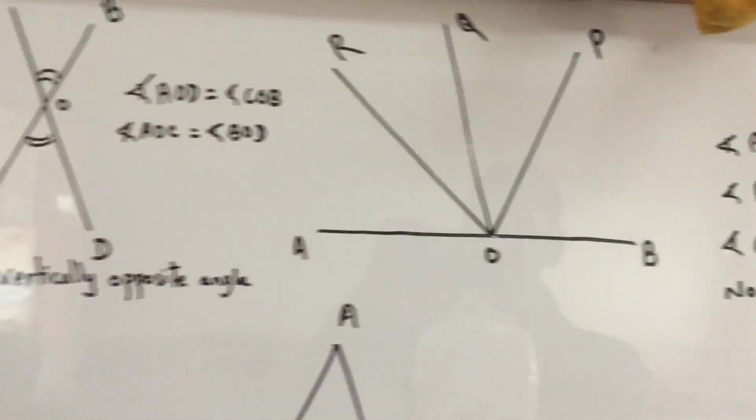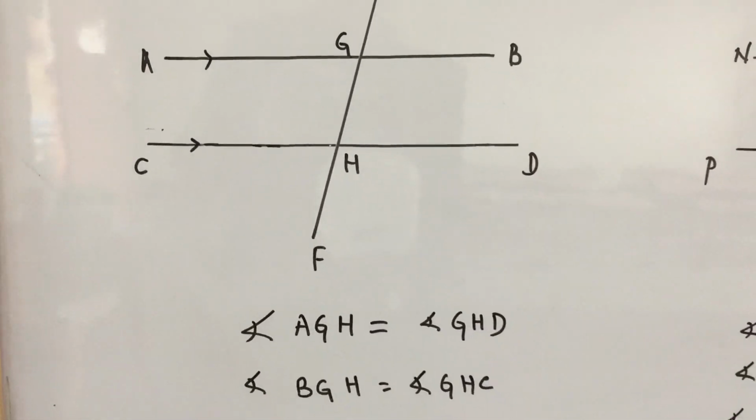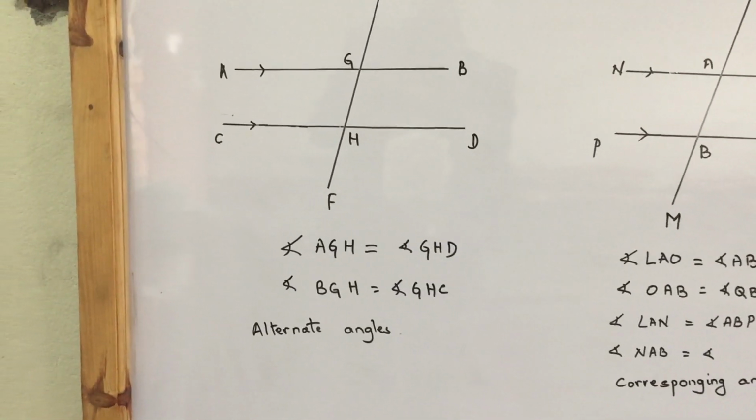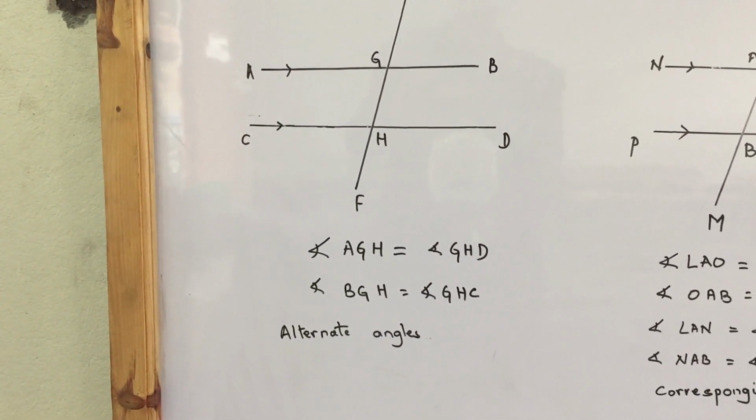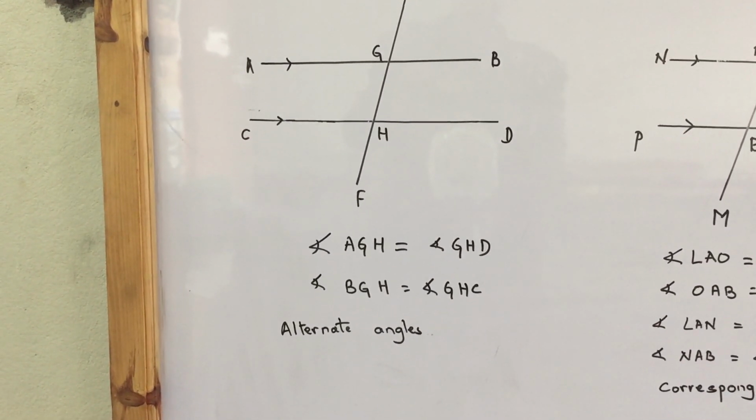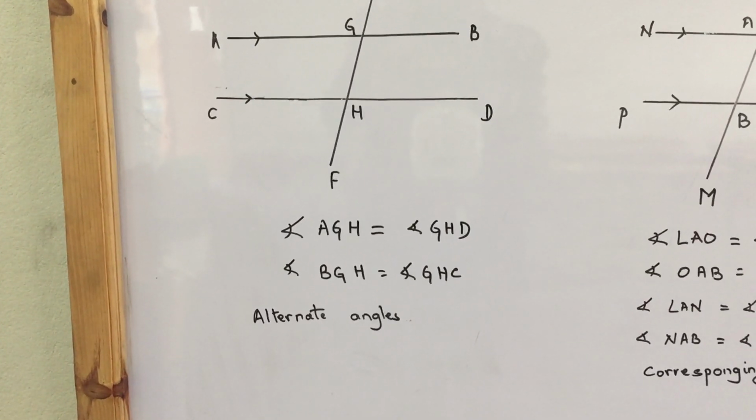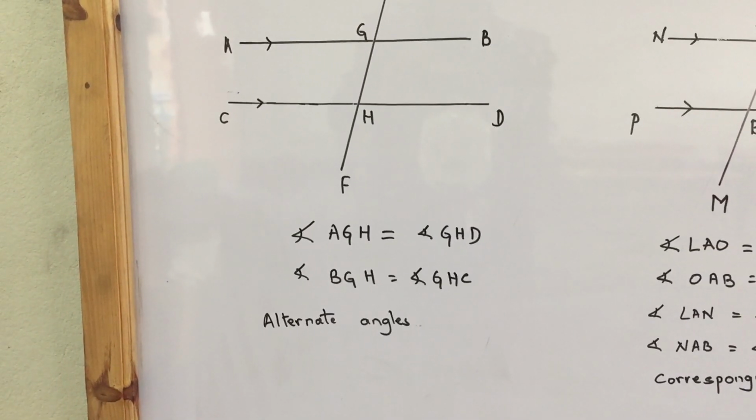All right. Now we go to alternate angles. Some of you have already done this, so a quick revision. There is a transversal. EF is a transversal, and AB is parallel to CD. Here we see AGH is equal to GHD, and that is because they are alternate angles.